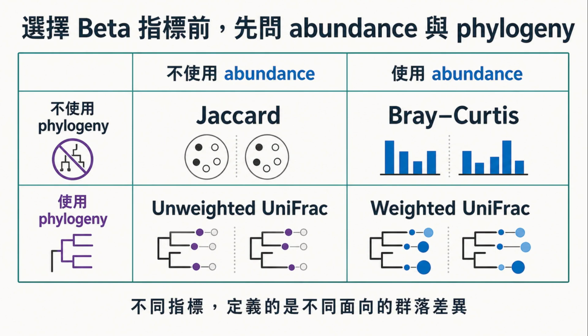When choosing a beta diversity metric, we can begin with two questions. Should feature abundance, that is, the relative counts of the ASVs, be considered? And should phylogeny, meaning evolutionary relationships, be considered? Jaccard focuses on whether groups are present or absent and uses neither abundance nor phylogenetic information. Bray-Curtis incorporates abundance but does not use a phylogenetic tree. Unweighted UniFrac uses phylogenetic information together with presence and absence, while weighted UniFrac also incorporates abundance. Because these metrics emphasize different aspects of the data, they may reveal different patterns of community variation.